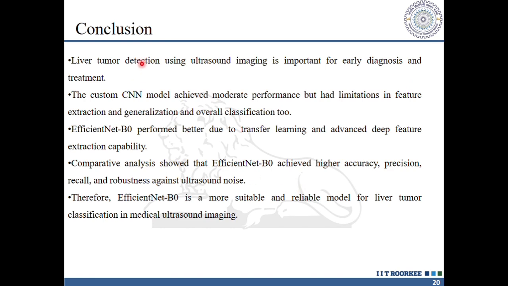These are the conclusions. Final conclusion. It means in liver tumor detection using ultrasound imaging, deep learning technique is very useful for early diagnosis. The CNN model achieved moderate performance while EfficientNet B0 provided higher accuracy, precision, recall and robustness against ultrasound noise.